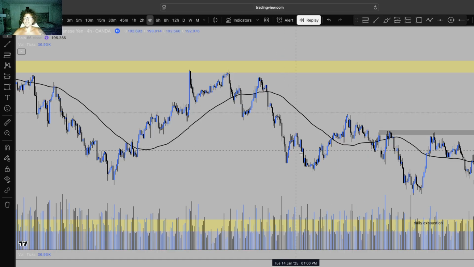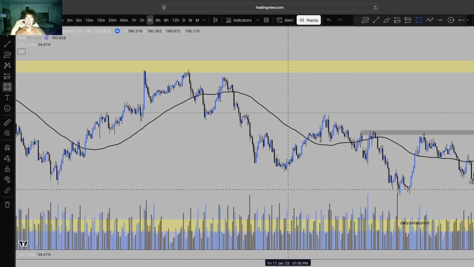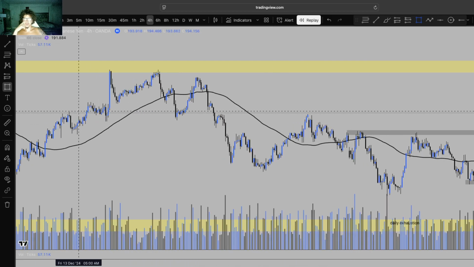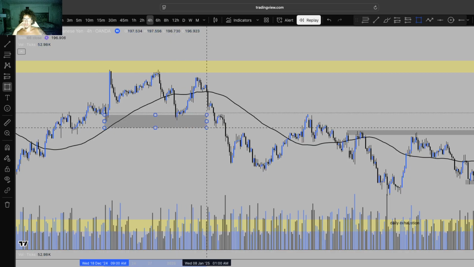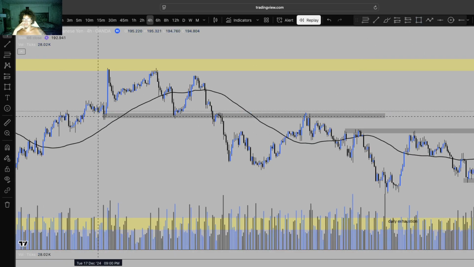Where else do you see an area right here? I see an area clearly right here. And remember, your eyes will adapt to this, but everything takes time. Boom. Exhaustion level right here. Drag it all the way across. Perfect. Bottom of the body, bottom of the wick, drag across.